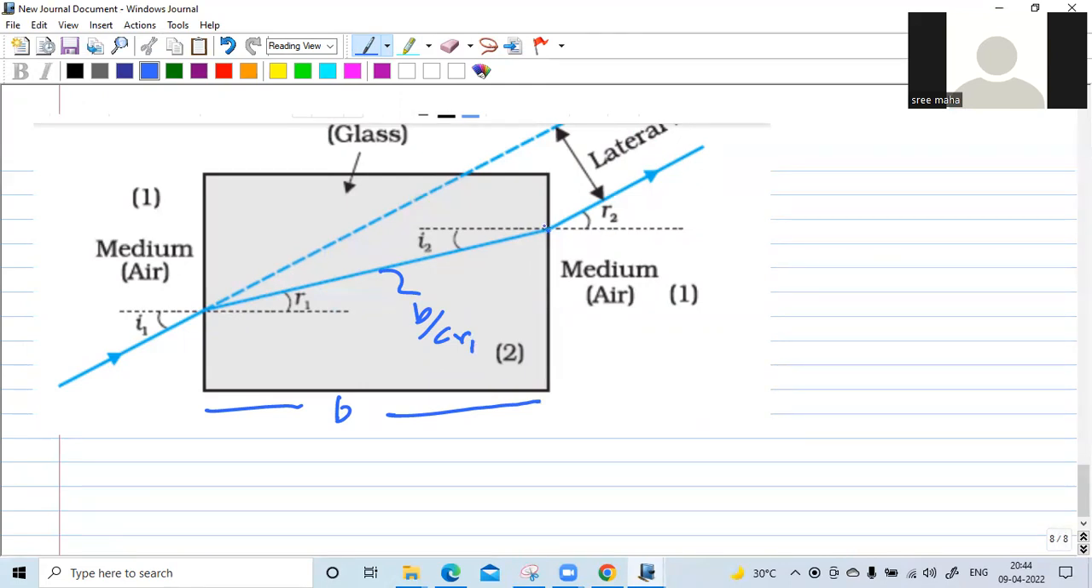And again I can construct one more triangle like this. So now I can use this 90 degrees. What is this angle? i1 minus r1, right? This whole thing is i1. So this is i1 minus r1. So if we take sin of i1 minus r1, that will be related to the lateral shift. We call it d.